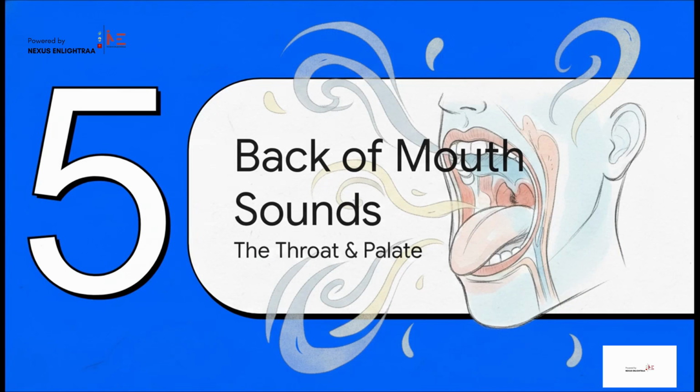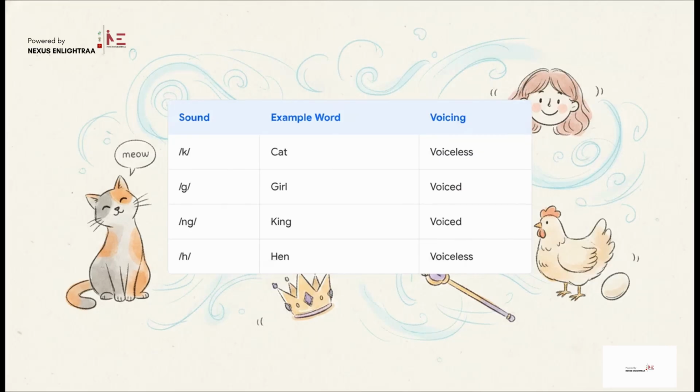Almost there. Section 5, back of mouth sounds, the throat and soft palate. We've officially reached the final physical location on our journey, the soft palate at the back of the mouth and the open throat. Push the back of your tongue up to block the air right at the back of your throat. Voiceless, k, cat, k. Voiced, g, girl, g. Next, the air goes through the nose for this voiced sound, ng, king, ng.